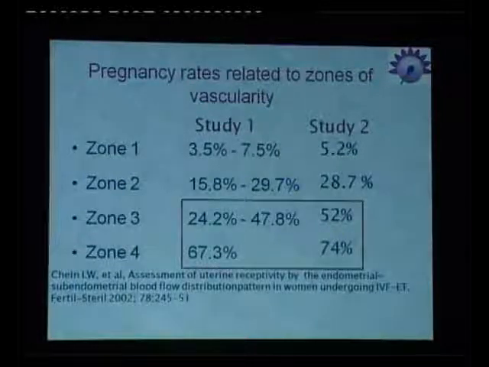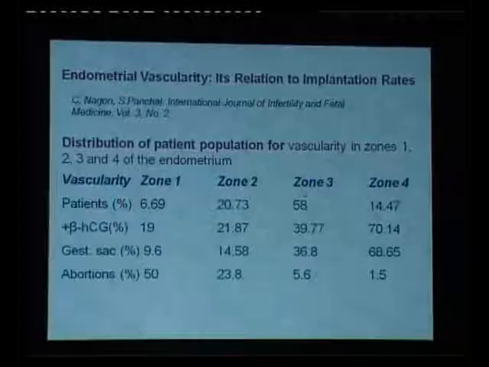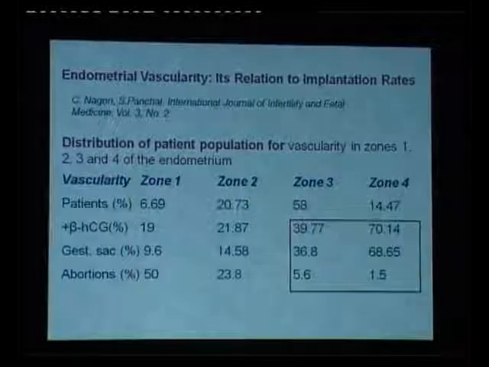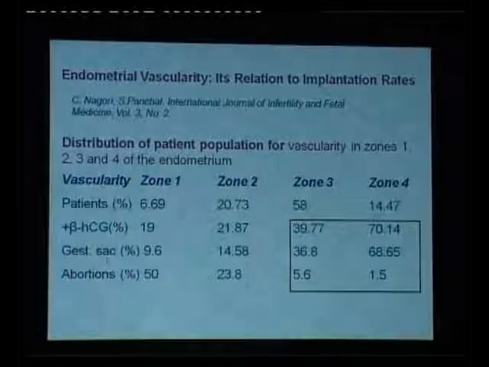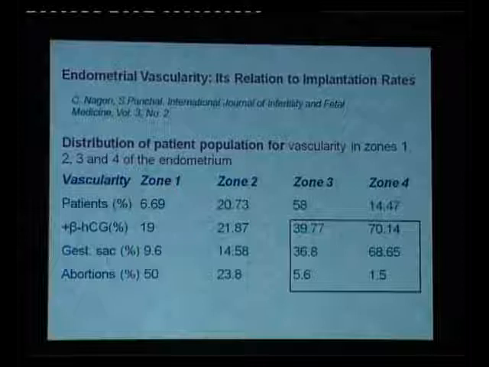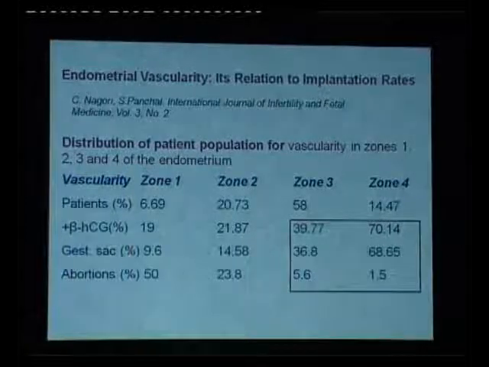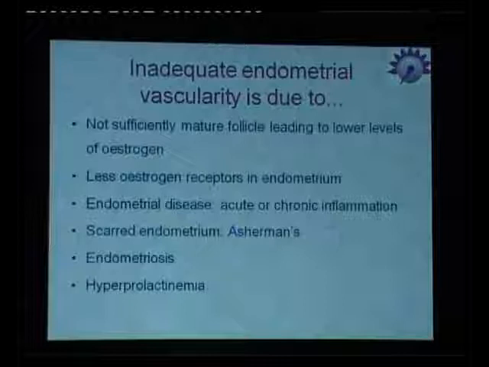vascularity was present in zone 3 and 4 as compared to when it was present only in zone 1 and 2. And this is our own study, which also shows that when the vascularity was present in zone 3 and 4, not only the biochemical pregnancy, the actual pregnancy on ultrasound also is much higher, and the abortion rate, you can see, is pretty low. Significantly low, and therefore you must wait for the vascularity to develop till zone 3 or 4.